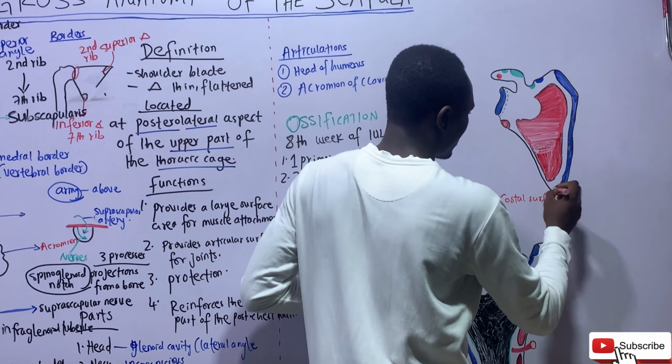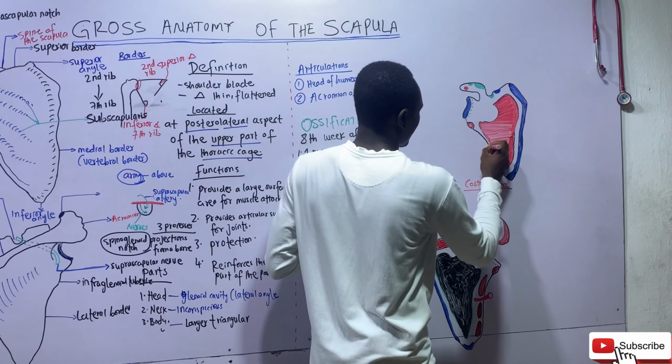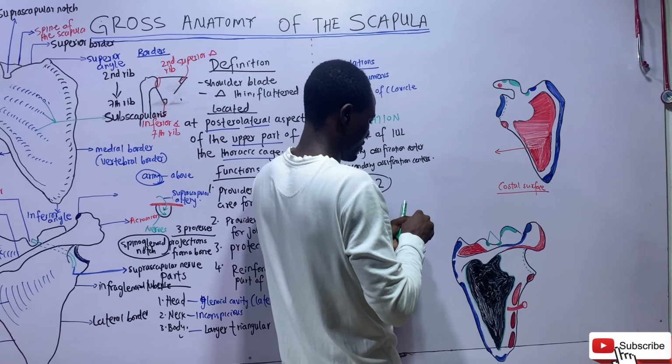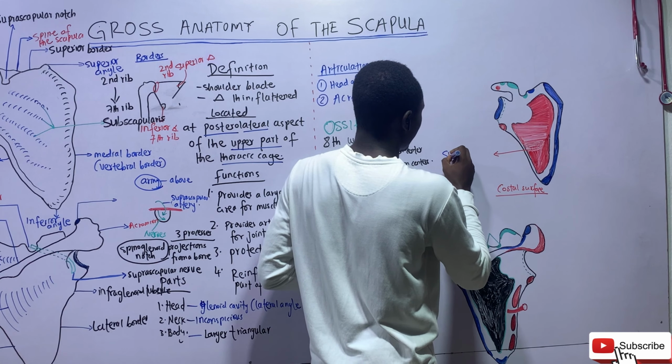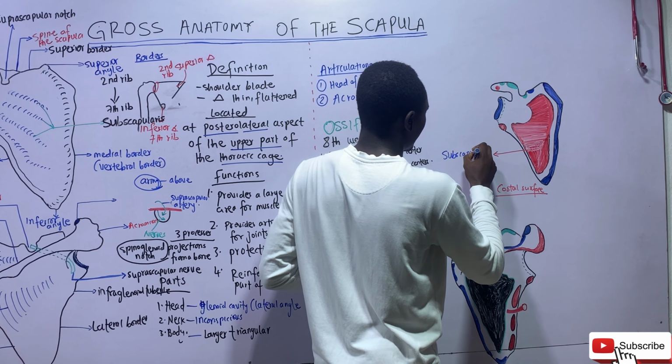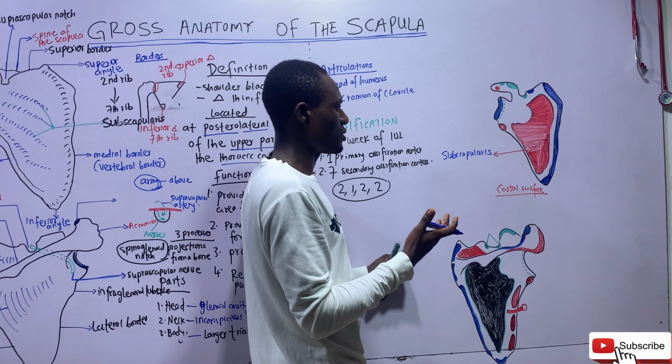What's the easiest way to know that it's the costal surface? There is no spine, so that makes it the costal surface or the anterior surface. So this muscle right here, it's simply the subscapularis. That is the subscapularis muscle, okay?